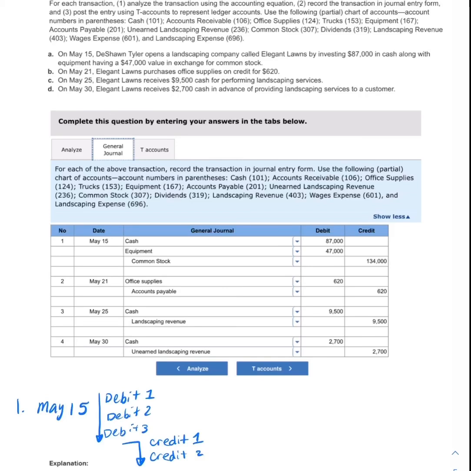I can debit 3 accounts and only credit 1 account. I can debit 2 accounts and credit 14 accounts. That does not matter. The number of debits and credits does not have to equal.